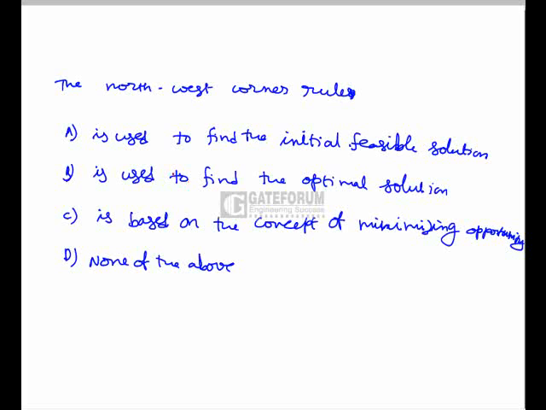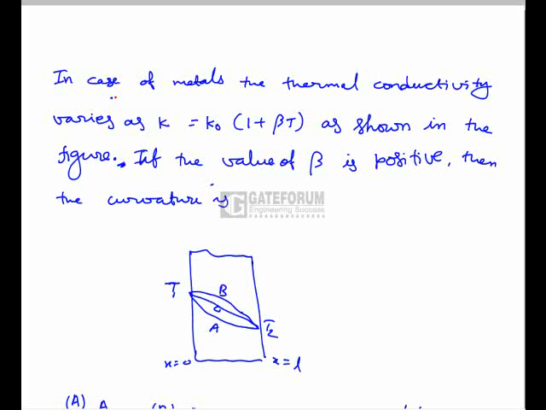Northwest corner rule is used to find the initial feasible solution. Used to find the optimal solution is based on the concept of minimizing opportunity. Here none of the above. So the northwest corner rule is used to find the initial feasible solution, and in the options the correct option is A.